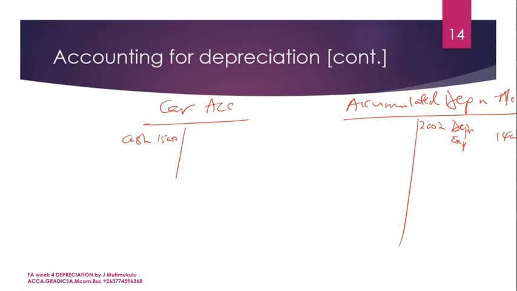And then we have to go to the year 2003. For the 2003 year, we are going to charge a depreciation expense of 2,800, the full year charge. If we add up, we get 4,200. If we balance up, it's 4,200. So this is the balance. The balance of accumulated depreciation so far at 2003 is 4,200.